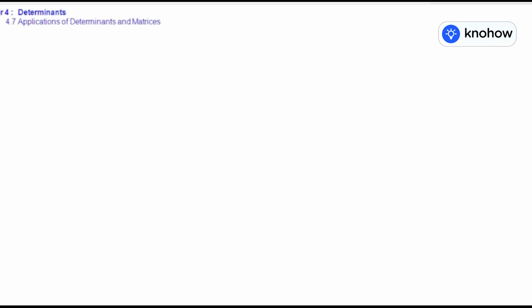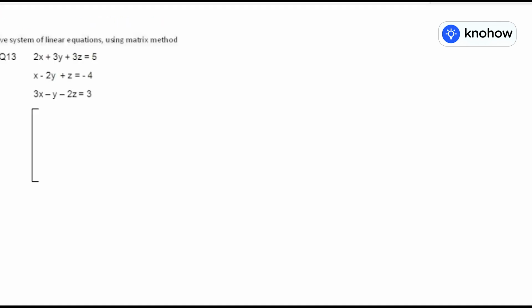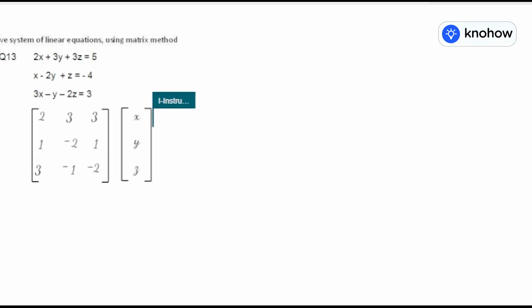Solve the system of linear equations using the matrix method. First of all, we'll write the system of linear equations as a matrix equation. What is the coefficient matrix? 2, 1, 3 in the first column, and 3, minus 2, minus 1, and then 3, 1, minus 2, multiplied by the variable matrix x, y, z, equal to the constant matrix 5, negative 4, 3.